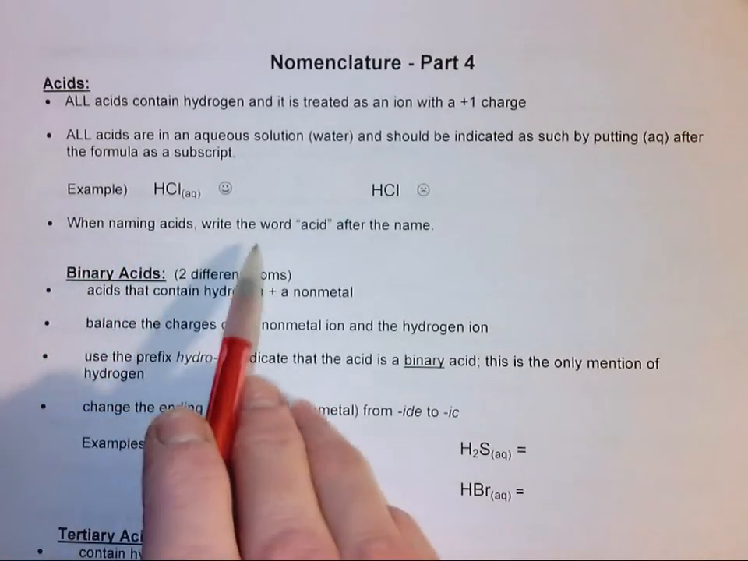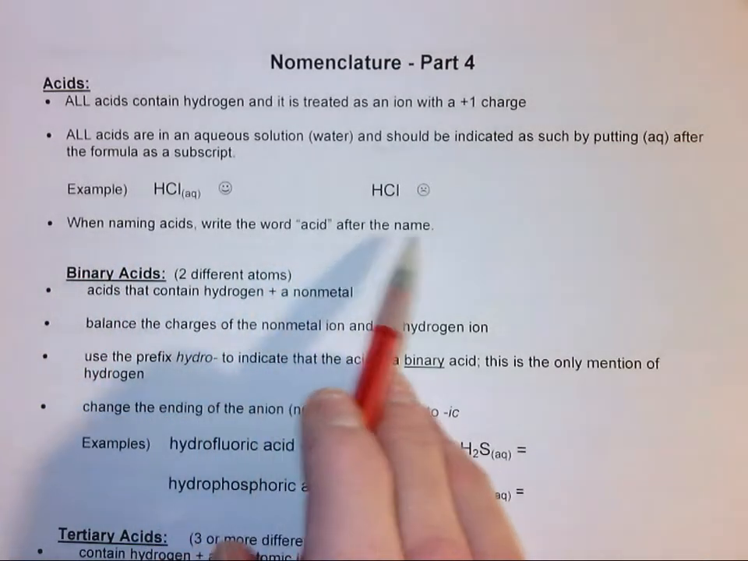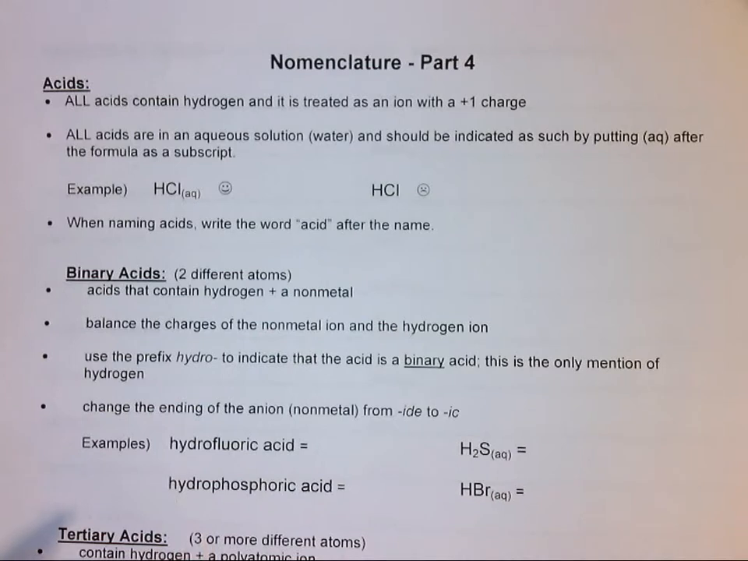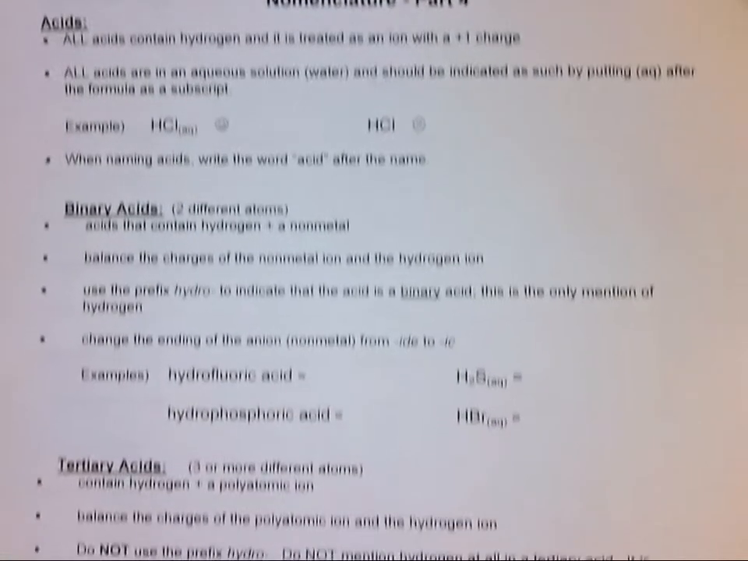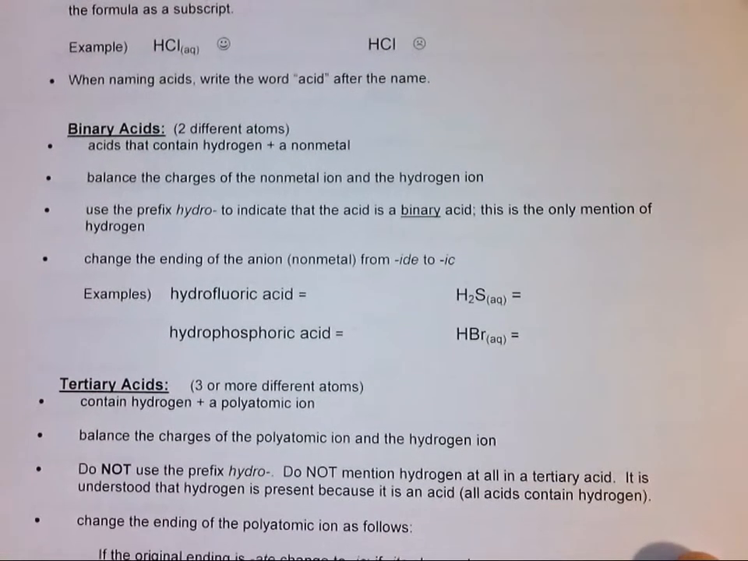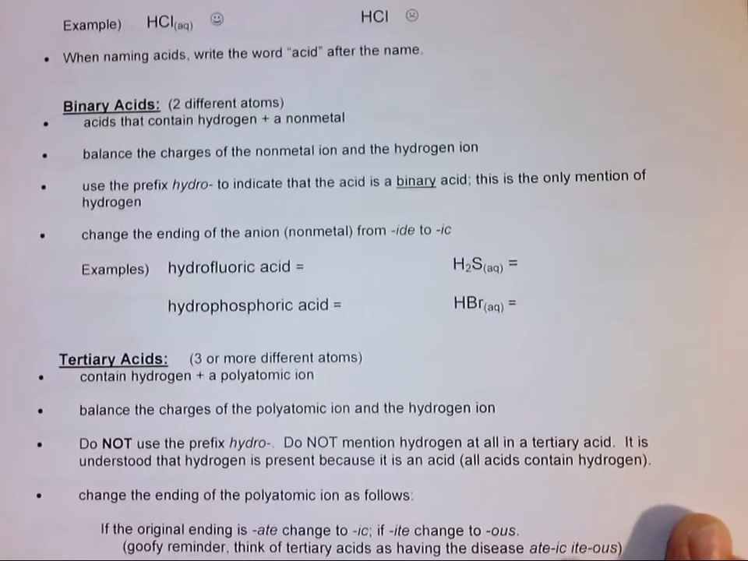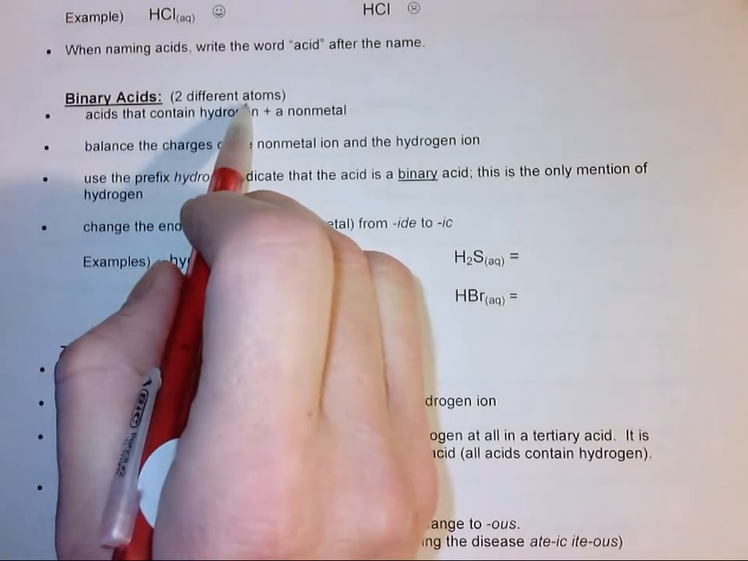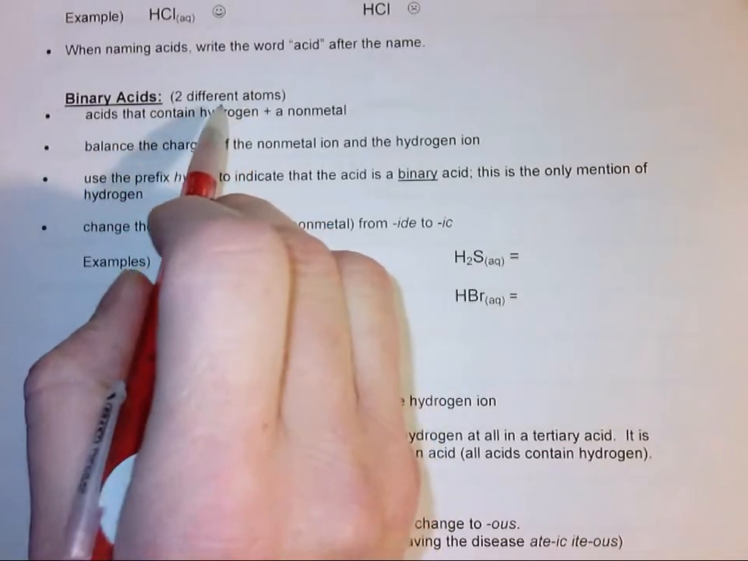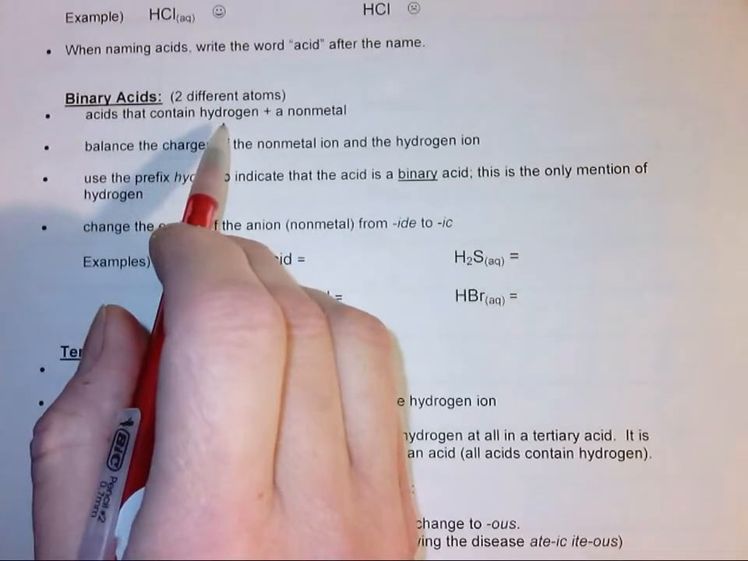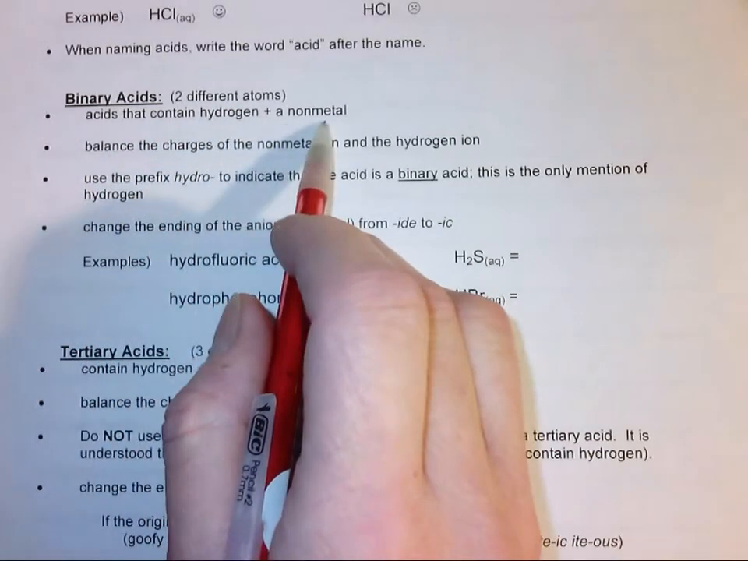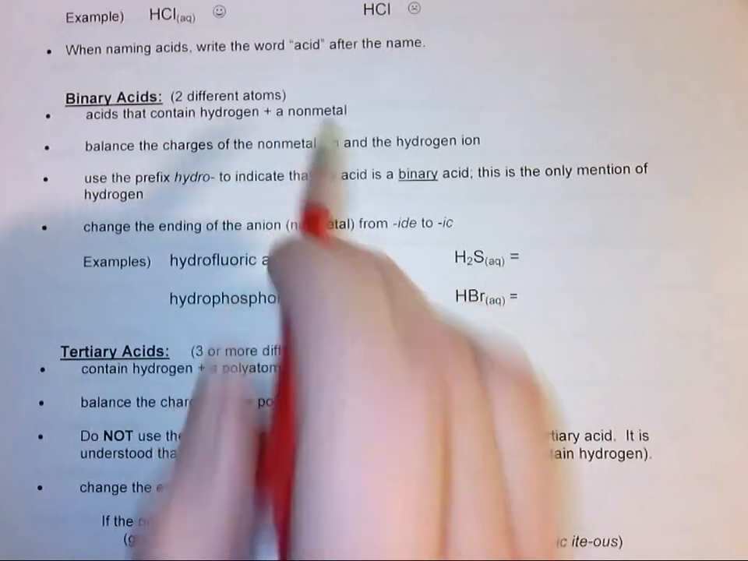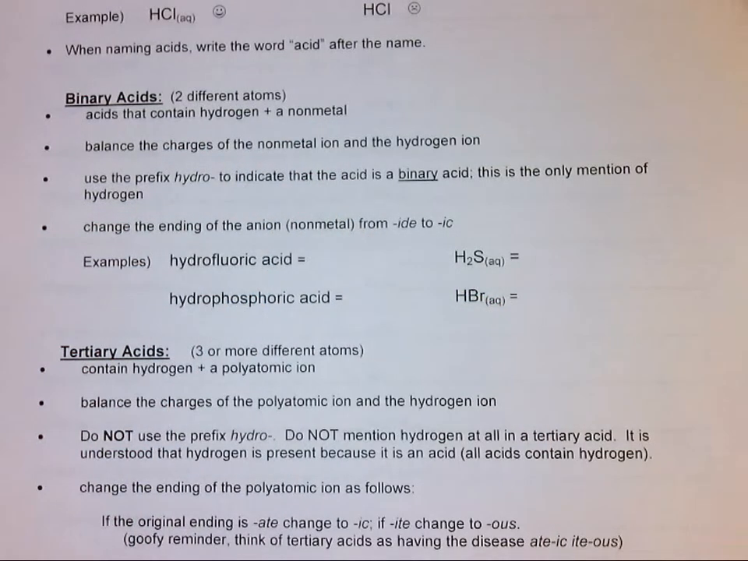When naming acids, we will write the word acid after the name to indicate we have an acid. There are only two types of acids: binary acids and tertiary acids. Binary acids are acids that contain only two different atoms. If you recall that all acids contain hydrogen, then what's the other one? It's a nonmetal.